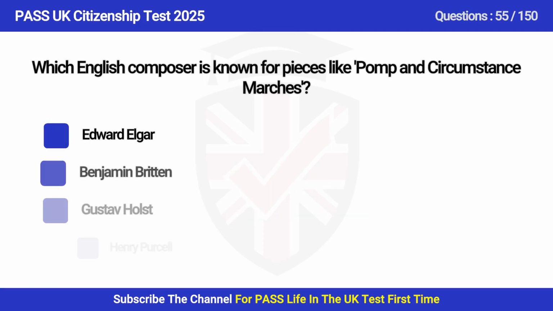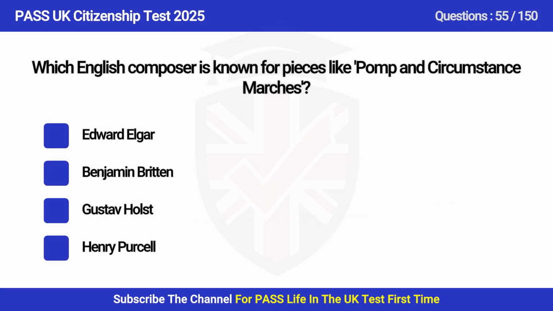Question 55. Which English composer is known for pieces like the Pomp and Circumstance marches? A. Edward. B. Benjamin. C. D. Henry.